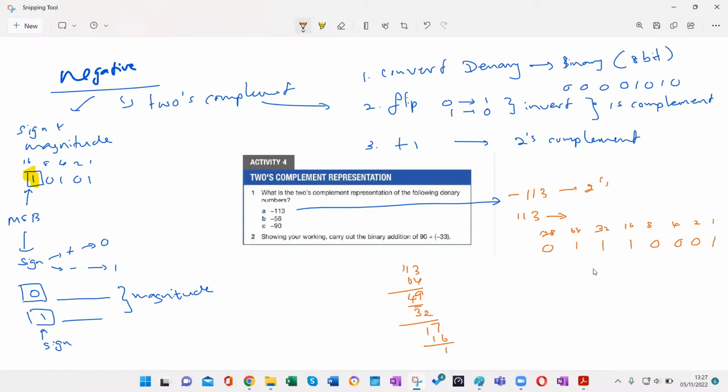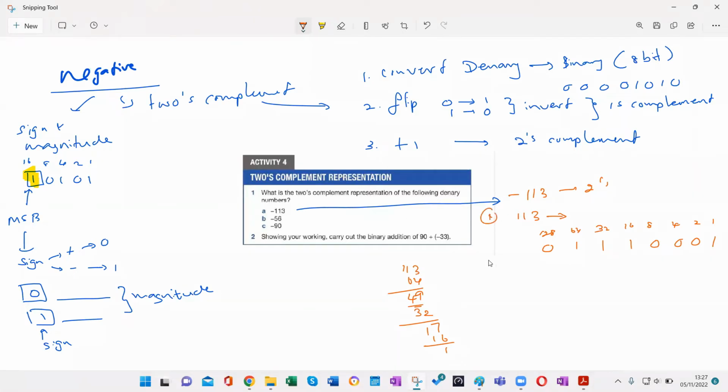Anyone who didn't understand how I got this number? 64 plus 32, 96 plus 10 is 106, plus 6 is 112, plus this one, 113. Okay, right. That's the first step.